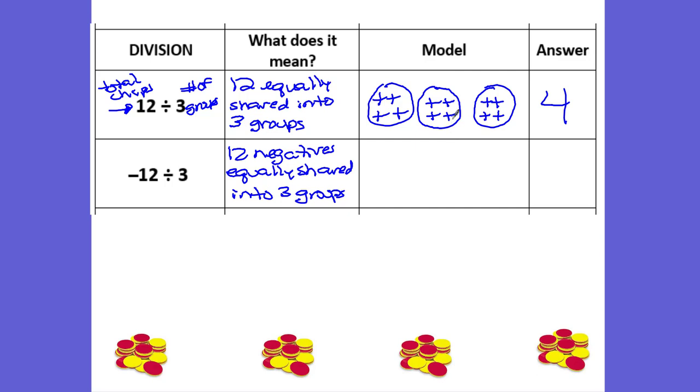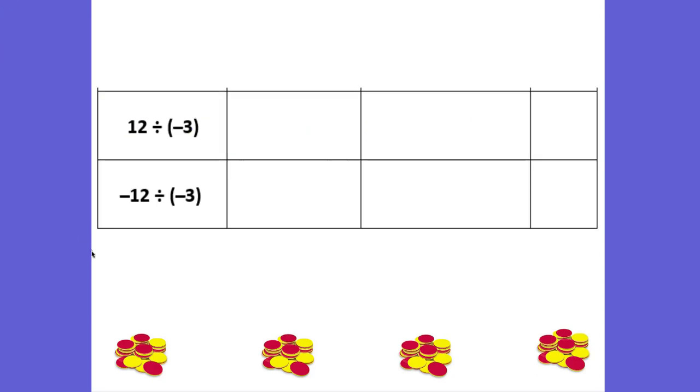So the model is going to look, we're going to do the same thing we did on 12 divided by 3. We're still going to have the 3 groups, but this time instead of sharing 12 positives, we're sharing 12 negatives. So 1, 2, 3, 4, 5, 6, 7, 8, 9, 10, 11, and 12. And you can see that each group will have 4 negatives. So negative 12 divided by 3 equals a negative 4. It's pretty easy, right? Well, let's see if we can make it a little bit more tricky.